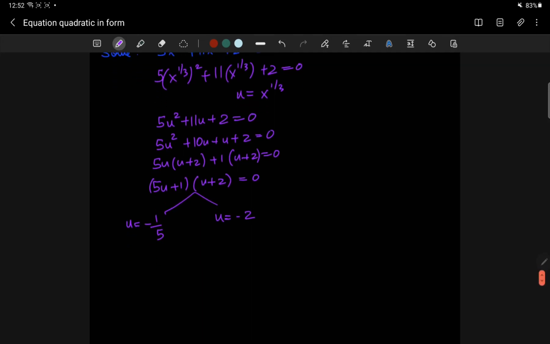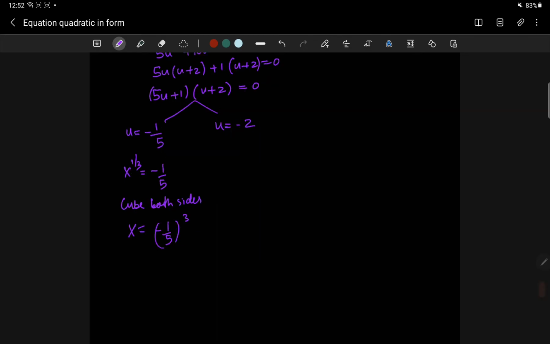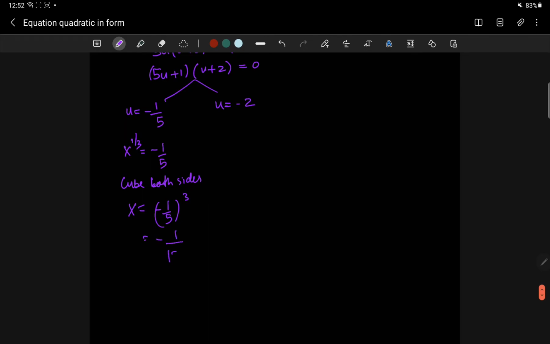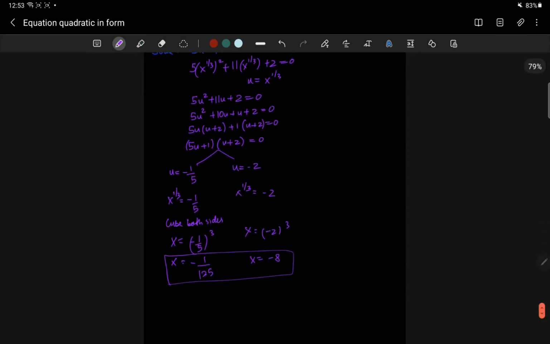But what is u? u is x to the 1/3. So x to the 1/3 is negative 1/5, which means to get x, you're going to have to cube both sides. When you cube both sides, you get x is negative 1/5 cubed, which is negative 1 over 125. Here you get x to the 1/3 is negative 2, and you get x is negative 2 cubed, or x is negative 8. Okay, and then let's verify this.